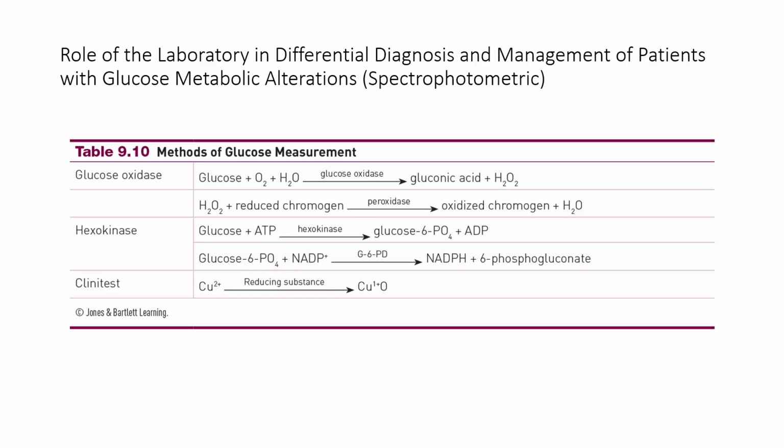The hexokinase method, you can see this process here, and again, it ends up with a colored byproduct, and that is detected using a spectrophotometer. Clinitest tests for the reducing substance, copper, and that is a rapid test for evaluating the presence of glucose.